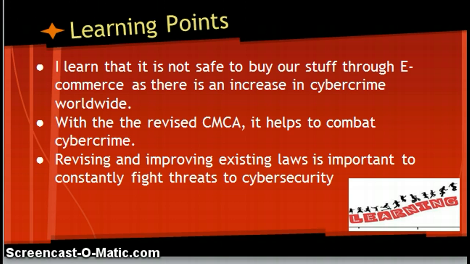What my group believes is that revising and improving of existing law is important to constantly fight threats of cybersecurity. And one of the most important examples is this CMCA.